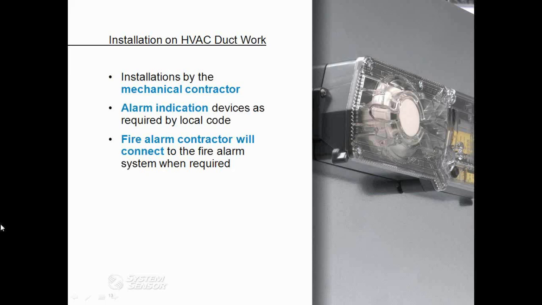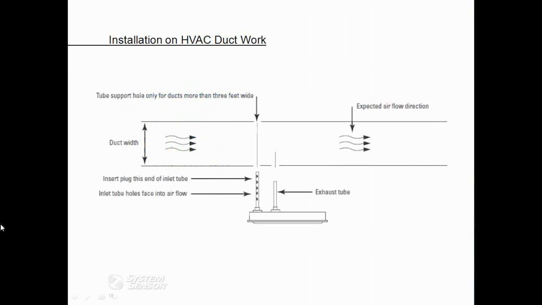After installation, the fire alarm contractor will connect to the duct smoke detector and tie that to the fire alarm system when you're required to have a fire alarm system installed. Here, this is just a very basic drawing showing how a duct smoke detector would be installed on the HVAC ductwork. The purpose for this slide is just to show a basic visualization of what we've discussed so far, showing the sampling tubes and making sure that they're facing into the airflow.